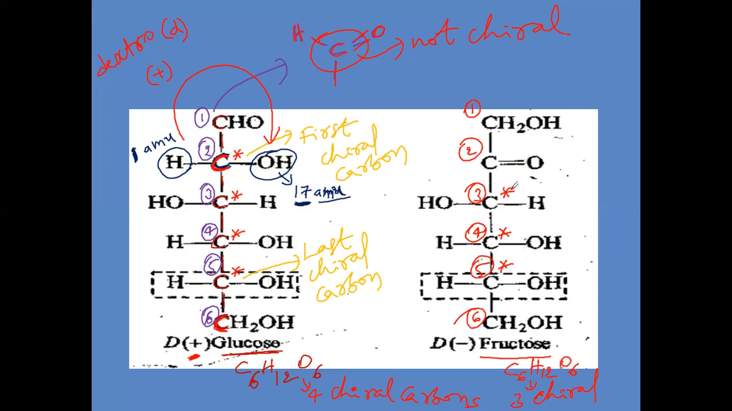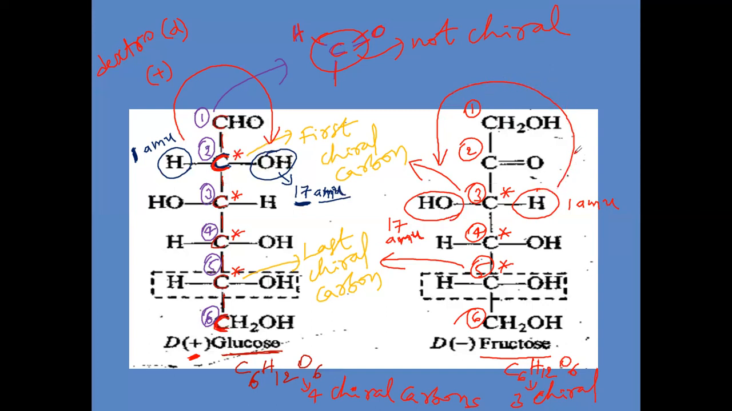Now what is the first chiral here? This one is the first chiral, and the fifth one is the last chiral. The third one is the first chiral. On the first chiral, hydrogen is on the left side, 1 AMU, atomic mass unit. And on the right side is the OH group, 17 AMU. Now where to where do we draw? From hydrogen to the OH group, we have to draw the curved arrow. Now it is going anti-clockwise, right?